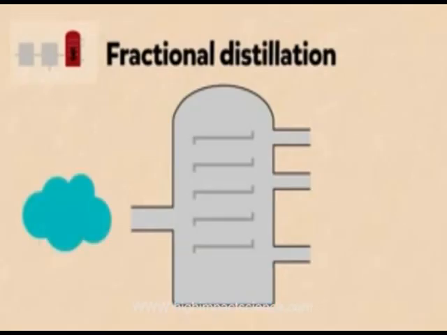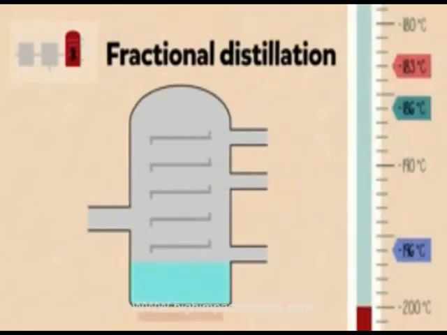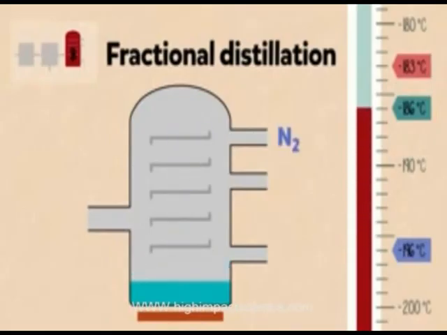First, as we said before, the air is cooled to negative 200 degrees Celsius and passed into the fractionating column. It is then gently warmed. The temperature rises from negative 200 degrees Celsius, and when it gets to minus 196 degrees Celsius, the nitrogen boils out and is collected. When it reaches negative 186 degrees Celsius, the argon boils out, and at negative 183 degrees Celsius, the oxygen boils out.